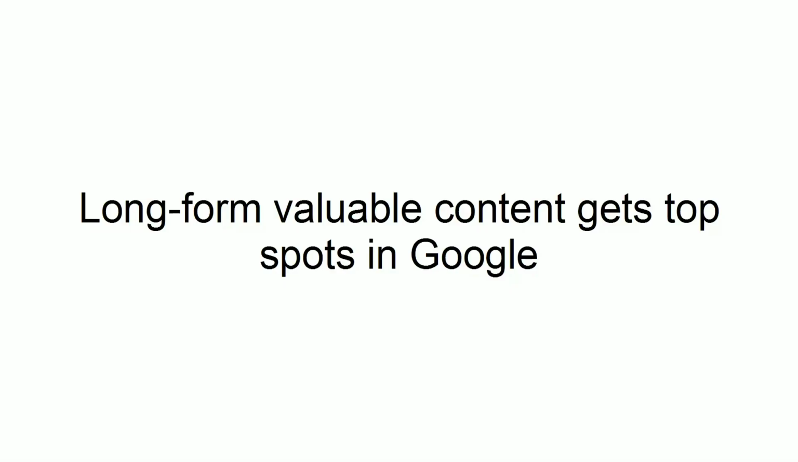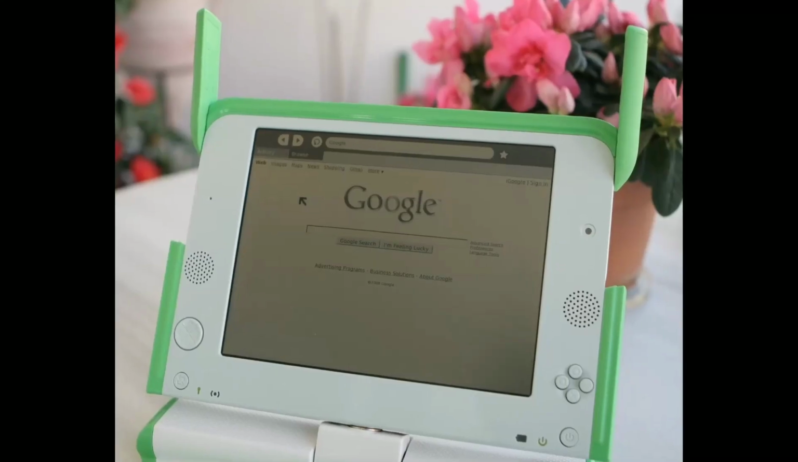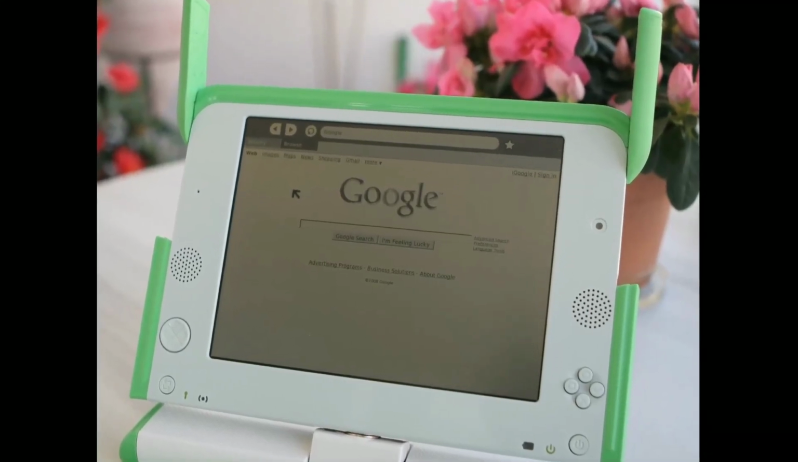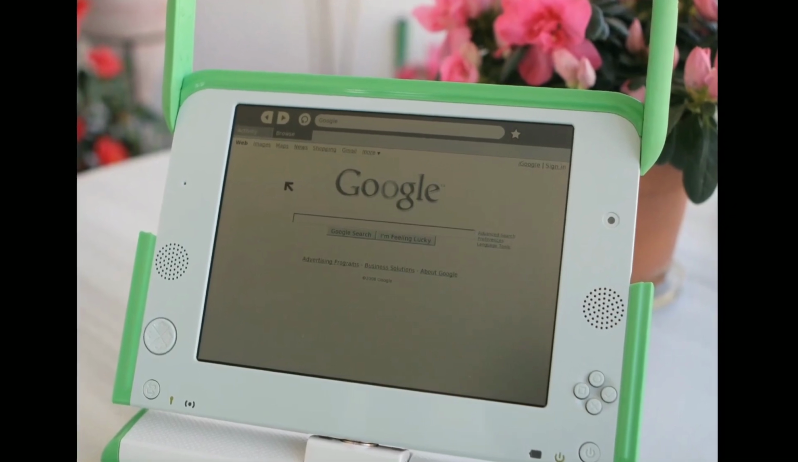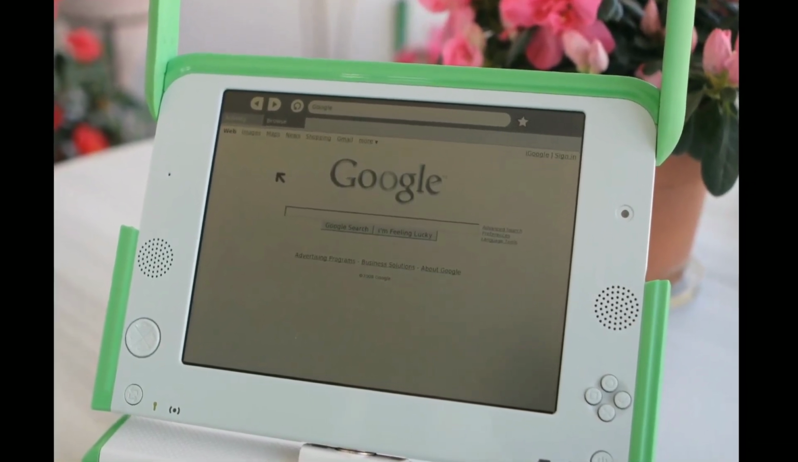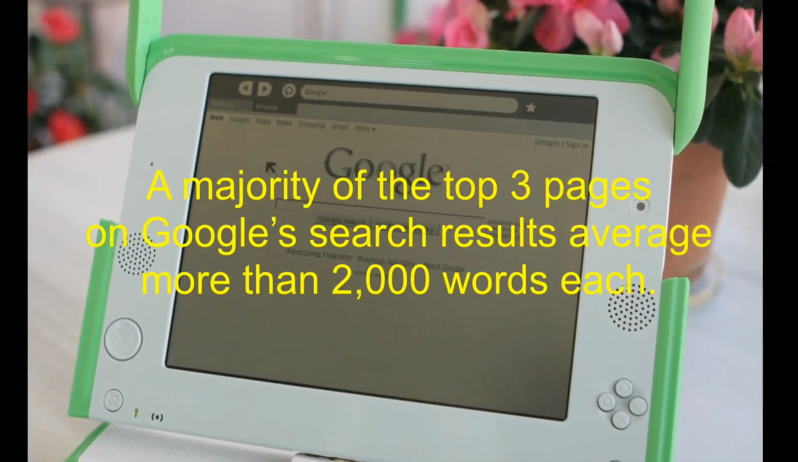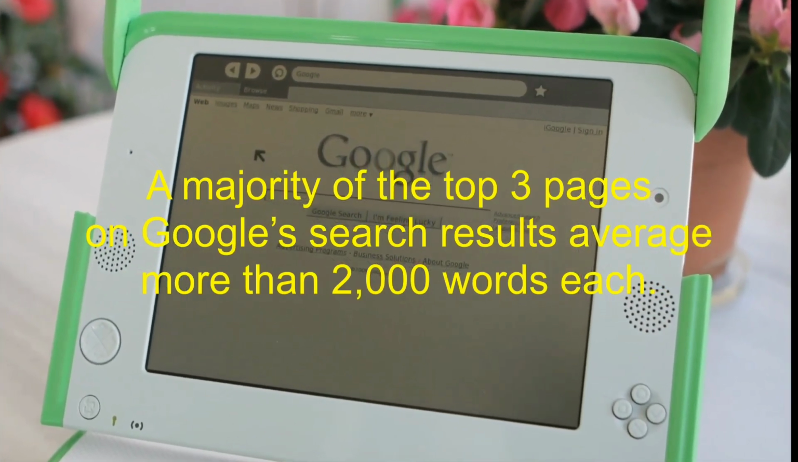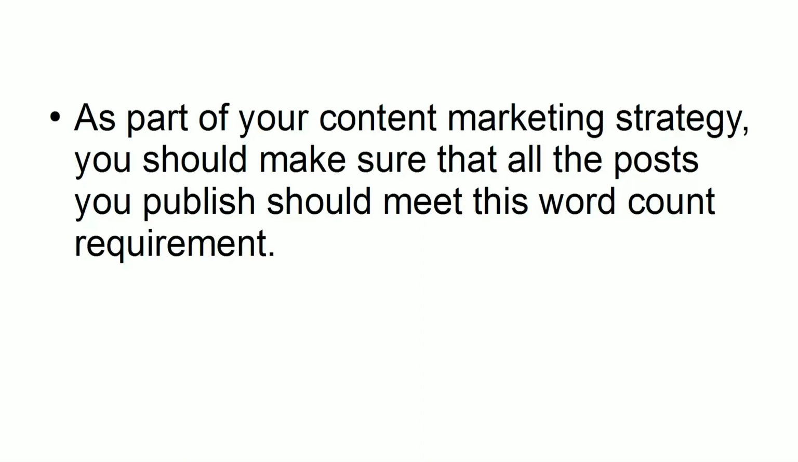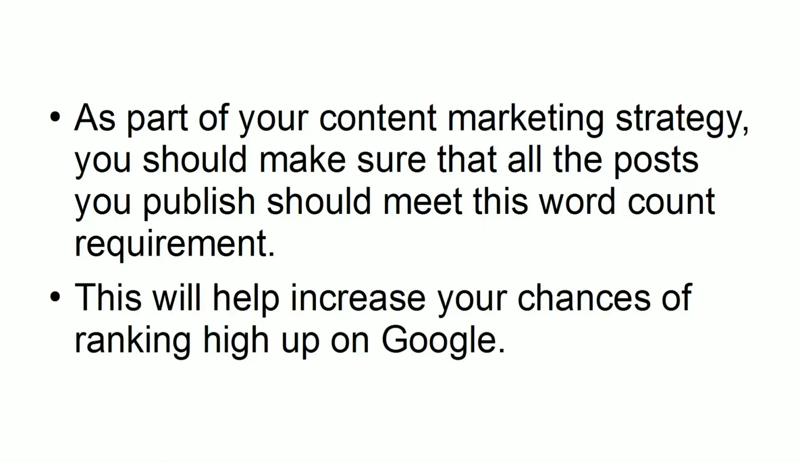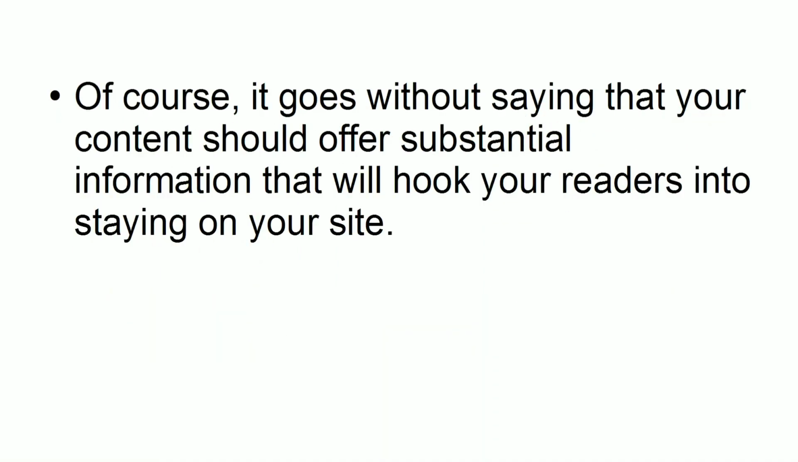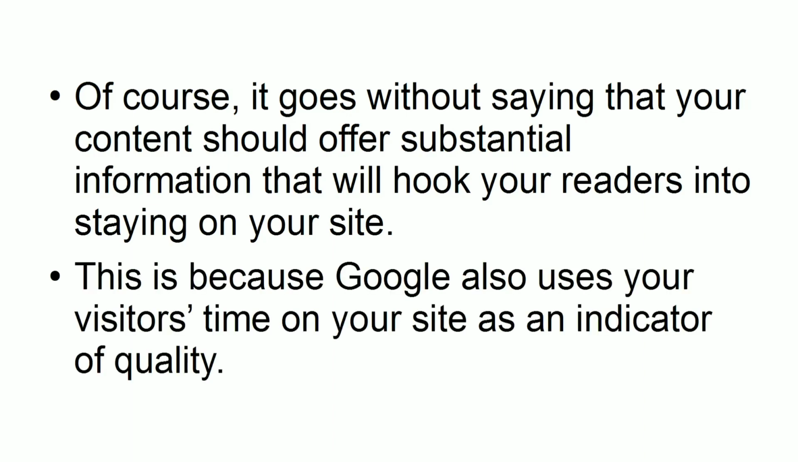Long-form valuable content gets top spots on Google. It's quite well known in SEO circles that Google prefers high-quality, long-form content over similarly high-quality but short-form content. A majority of the top 3 pages on Google's search results average more than 2,000 words each. As part of your content marketing strategy, you should make sure that all the posts you publish meet this word count requirement. This will help increase your chances of ranking high up on Google. Of course, it goes without saying that your content should offer substantial information that will hook your readers into staying on your site. This is because Google also uses your visitors' time on your site as an indicator of quality.